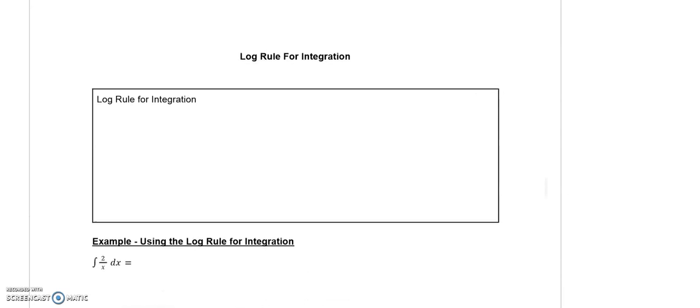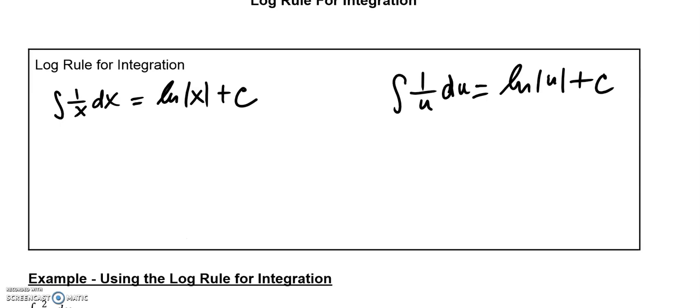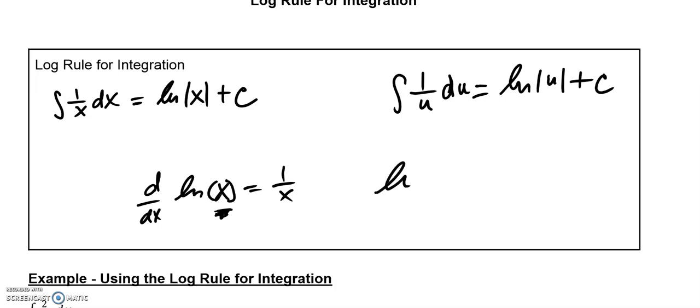Now, let's take a look at the log rule for integration. If you remember, when you found the derivative of the natural log of x, that was 1 over x. And the natural log and log functions are all composites, meaning you have this thing inside the natural log function, right? So when you did the natural log of 2x, for example, that was 1 over 2x times the derivative of 2x, which was 2.